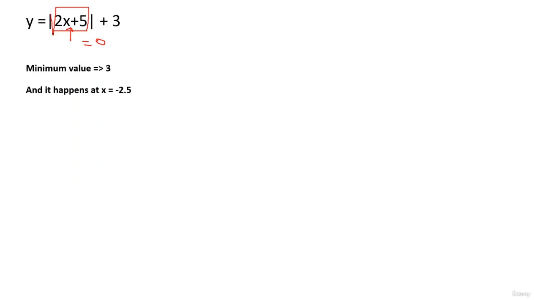So when will this part be equal to 0? अब यहाँ पे mod x नहीं है, mod 2x plus 5 है. अब ये part 0 कब होगा? When x equals minus 5 by 2 or minus 2.5, right? And when this part becomes 0, guys, the value of y is 0 plus 3 equals 3. That is the minimum value, right? So ये equation देख के हम बोल सकते हैं कि इस graph का value minimum होगा या maximum होगा, कितना होगा और at what value of x होगा, right?